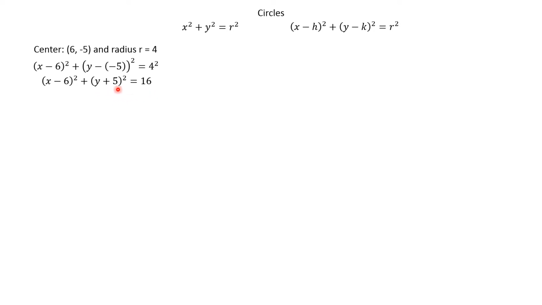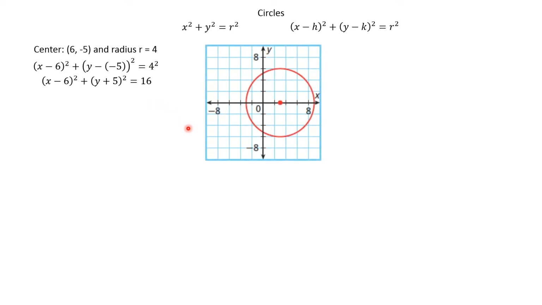Later on in the chapter, we're going to be going from that giant equation back to this equation, but again, that's not quite yet. And so if we're given a center and radius, we just plug them into the formula, and we have our circle. What if we have a graph?